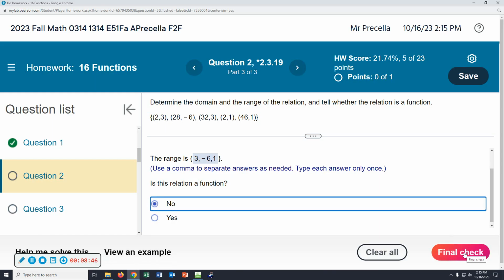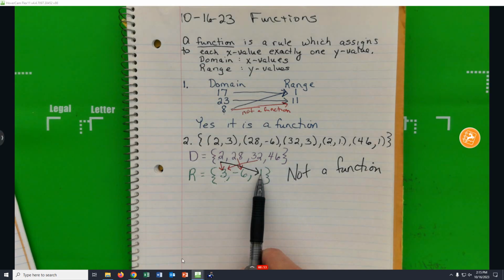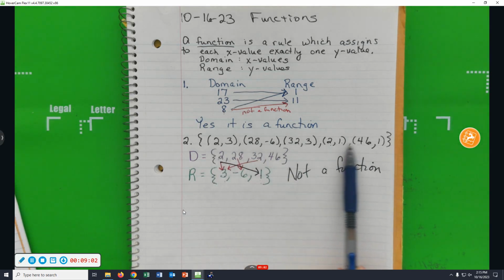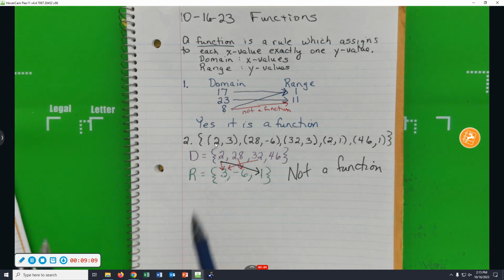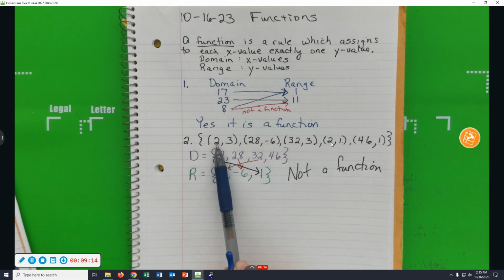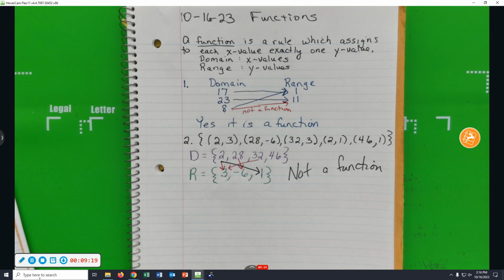This x value has 2 y values assigned to it. This x value has 2 y values assigned to it. So, could y'all figure out a way just to look at this and decide it's not a function without drawing out this stuff? How could you look at this and tell, hey, it's not a function? Just look for repeated x values. There's a repeated x value.